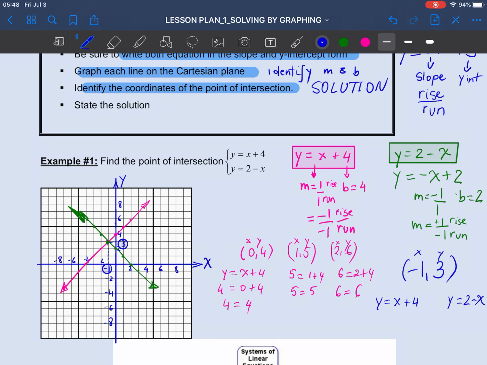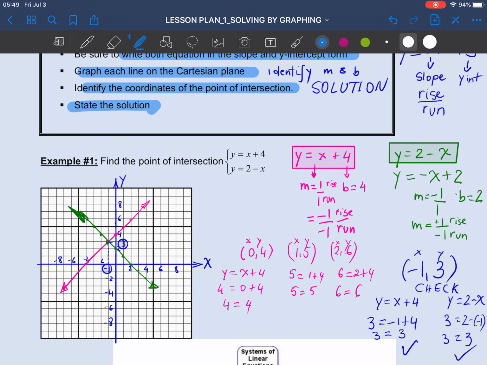So x is -1, y is +3, so 3 equals -1 plus 4. 3 equals 3, so it works. And for the next equation, y equals 2 minus x, we have 3 equals 2 minus -1, or 3 equals 3, so it works for both of them. And this is what we call checking the solution to the system of equations. And this is the last step, stating the solution. And there goes our solution right here.